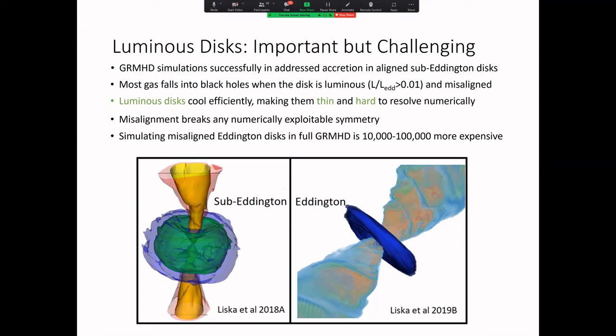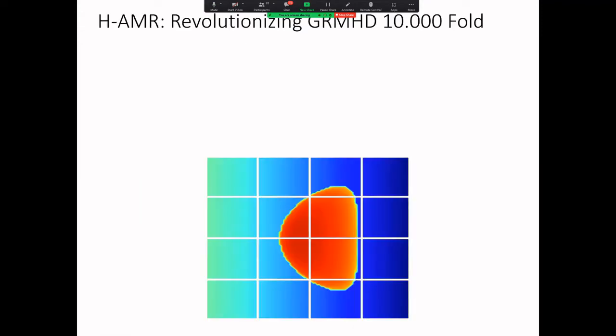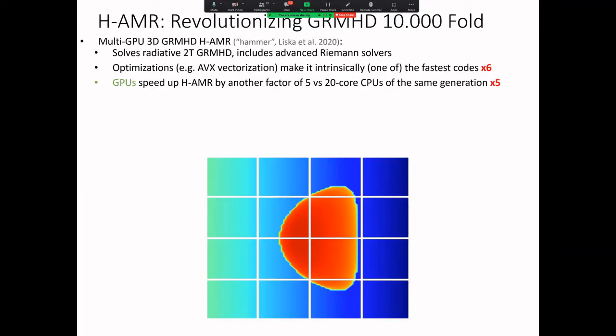So to address accretion in these luminous states, I've developed a new general relativistic MHD code with the goal of making GRMHD much cheaper and more accessible. My code is called HAMR. It solves the radiative temperature GRMHD equations and includes various optimizations, such as GPUs. GPUs are processors developed for gaming, which are hard to program, but they are extremely fast and are applied in more and more scientific areas.